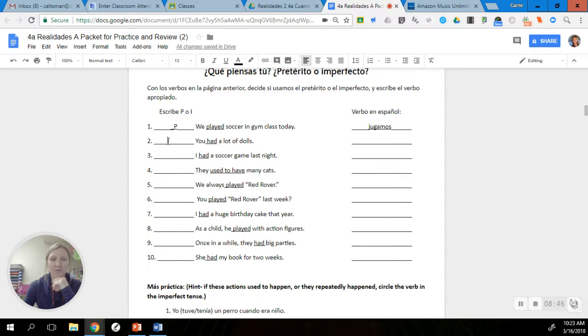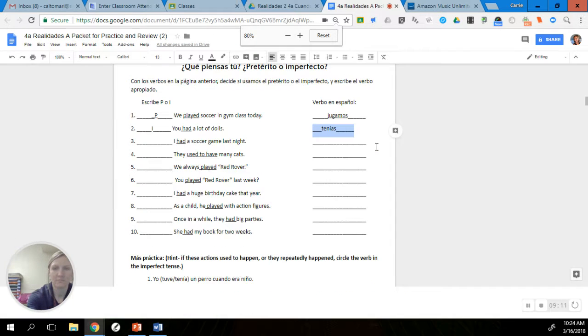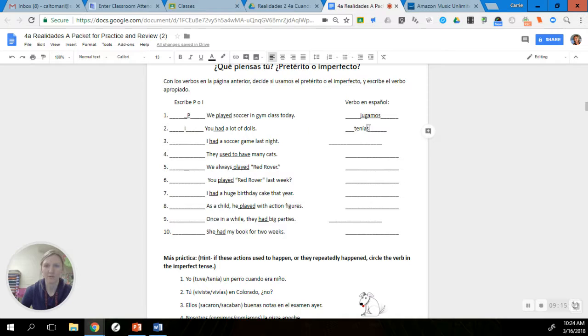So I'll do one more with you here. You had a lot of dolls. So if it's something you had when you were a little kid, had, you would use imperfecto, and then over here, we would use the you had form of tener, which would be tenías. Tenías is all I need, a verb form. You don't need to put the muñecas after it.